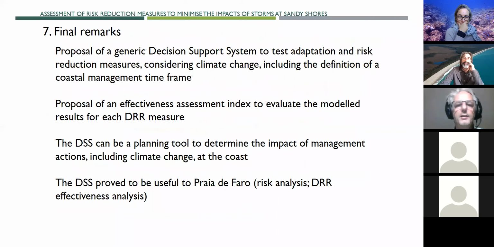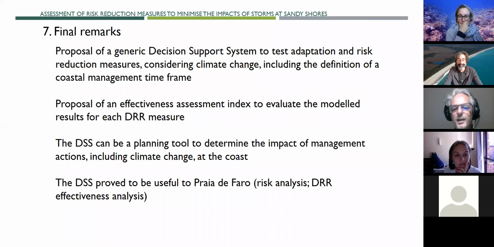As final remarks, I proposed a decision support system to test the adaptation and risk reduction measures that can consider climate change and can be used to include the definition of coastal management into a time frame. I also proposed a simple effectiveness assessment index to evaluate the model result for each risk reduction measure. And this decision support system can be used as a planning tool to define the impact of management actions, including climate change at the coast.